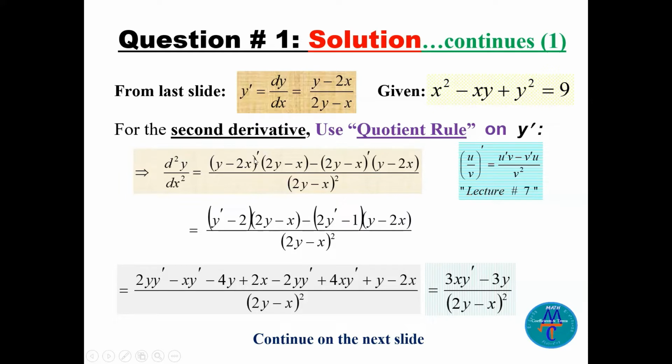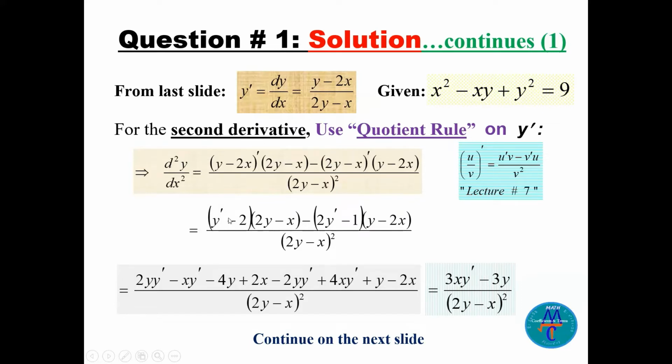So y minus 2x prime times 2y minus x, minus, from the formula here, 2y minus x all prime times y minus 2x, over v squared, which is 2y minus x all squared. The derivative now: y prime minus 2, times this, minus 2y prime minus 1, times y minus 2x, divided by 2y minus x all squared.